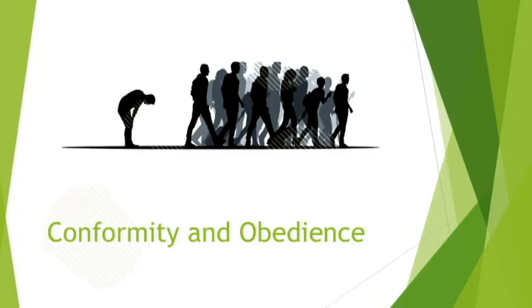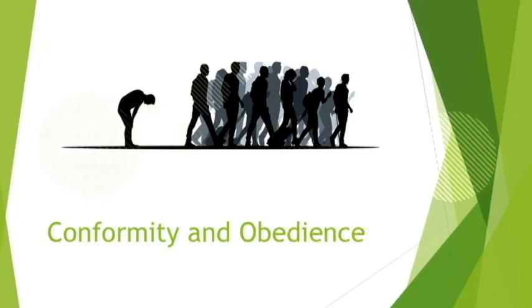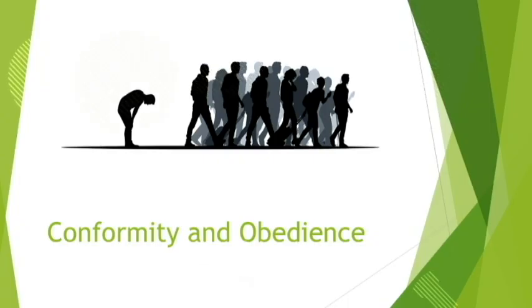Now that we've introduced social influence, let's take a closer look at two specific types. First off, conformity, and then obedience. And both of these concepts really explore how a person responds to social pressures. But they do operate in different ways. So let's start off with conformity. And that's really, what is conformity?